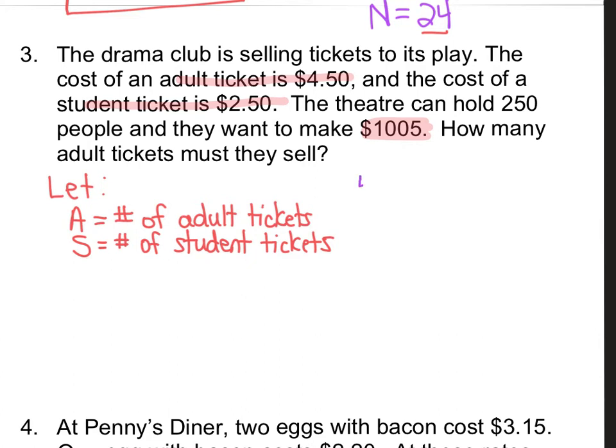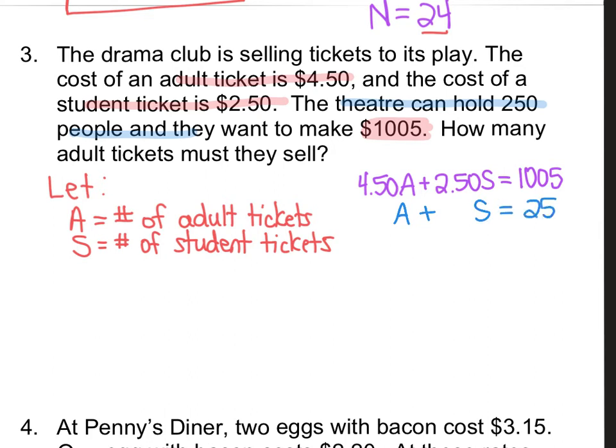So what I'm going to do is give value to the adult ticket, $4.50 each, give value to the student ticket, $2.50 each, and say that they wanted to earn $1,005. So notice I put all of my money into the same problem. My second piece of information says the theater can hold 250 people. That is both adults and students. So if I add my adults and my students, I can fit 250 people into that theater.